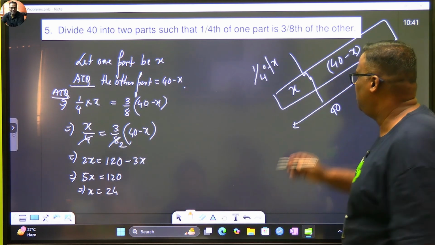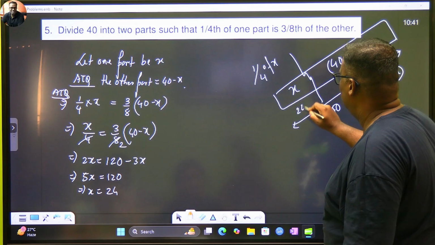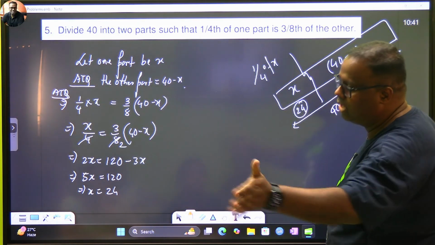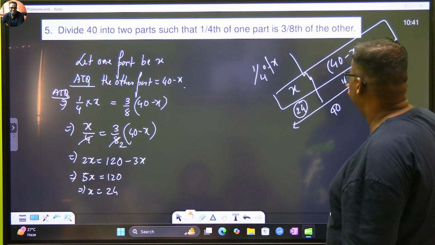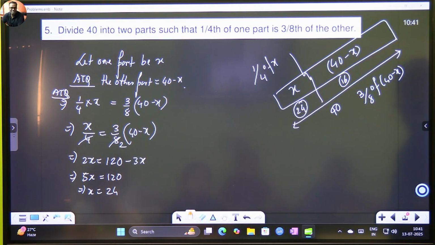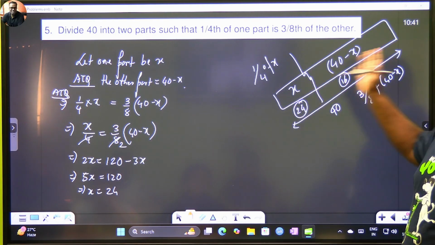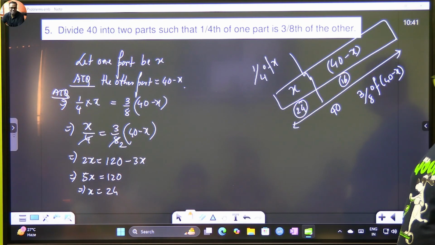Okay, so one part is 24 and the other part is how much? 40 minus 24. So 40 minus 20 is how much? 20. Take out another 4, 16. Have you understood how to do such problems? So whenever such problems are given, we will just divide it into two parts. Logic clear? You didn't understand?